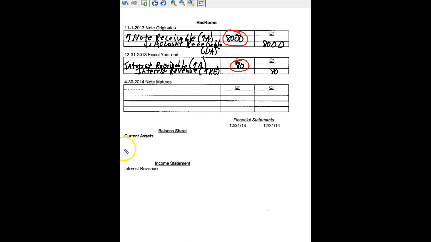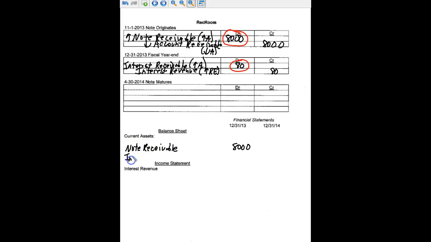So I'm going to leave a space here and plug down here. We have note receivable that would go on the balance sheet. It's a current asset, right? The cutoff time for a current asset is generally 1 year, and that's a balance of $8,000. I'm not setting up T accounts because there's only one entry to each of these, so that is the balance.